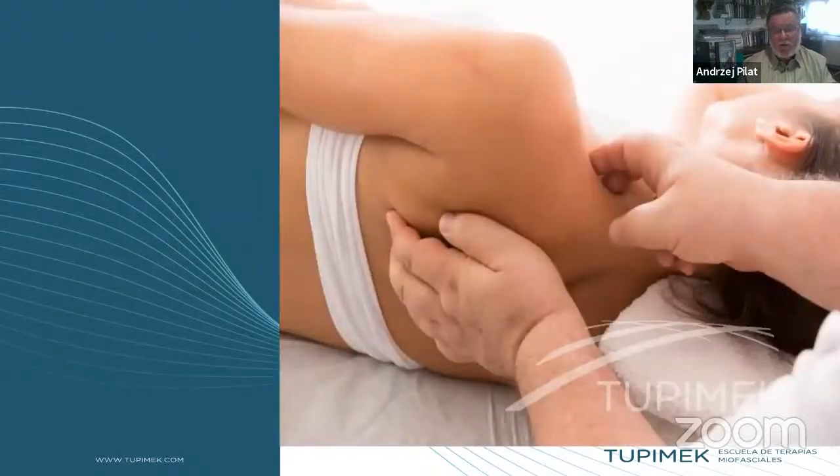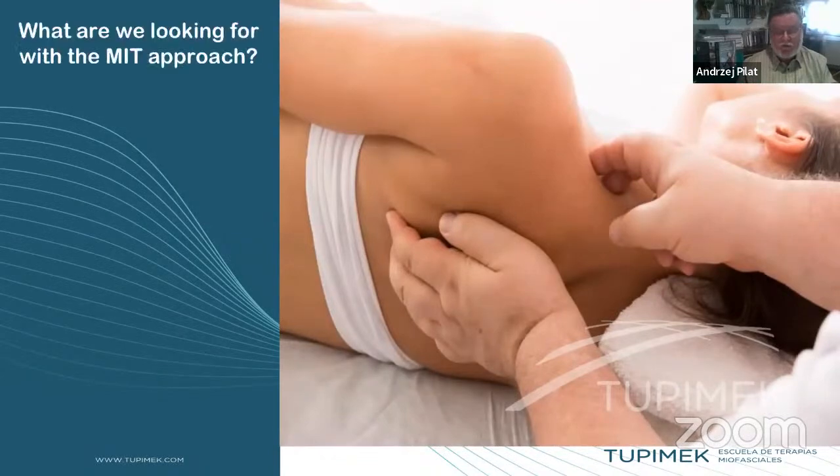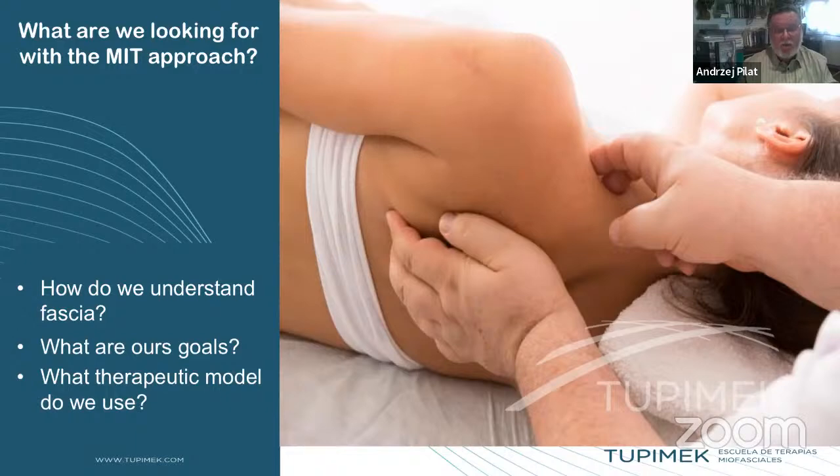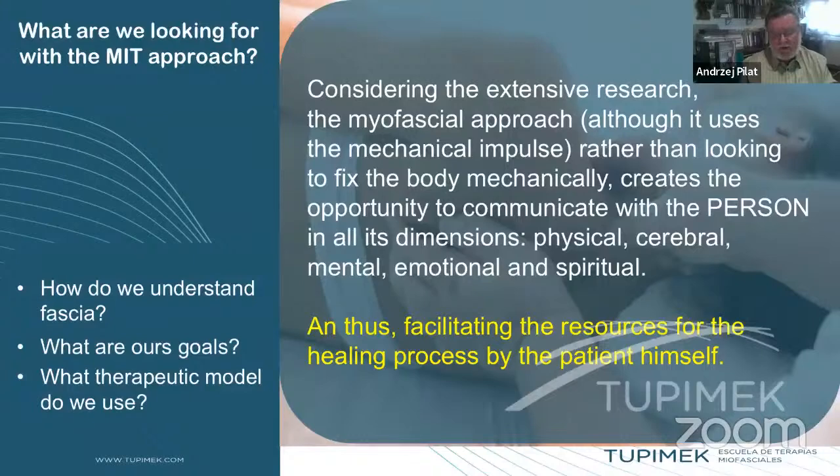So if I'm looking at one of the myofascial procedures, I have these questions. What are we looking for with the myofascial induction approach? How do we understand fascia? What are our goals? And finally, what therapeutic model do we use? I think this is very relevant, very important information, considering the extensive research on the myofascial approach, although it uses the mechanical impulse. Rather than looking to fix the body mechanically, it creates the opportunity to communicate with the person in all their dimensions, physical, cerebral, mental, emotional, and spiritual, and thus facilitating the resources for the healing process by the patient himself.